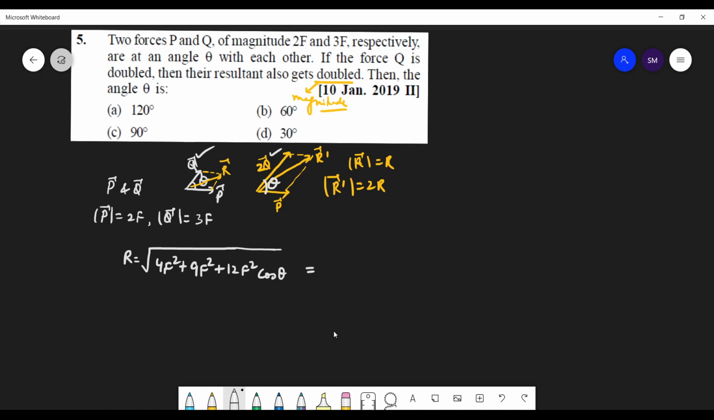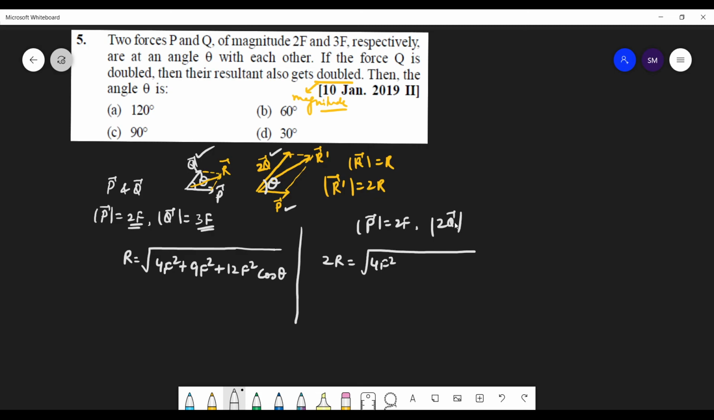In the second case, the magnitude is 2R. Angle is the same, theta. But what about the change in magnitudes? Magnitude of P remains the same, that is 2F. So here I have 4F square. But the magnitude of Q is 2Q. So this is 3F, so it has become 6F, right? So magnitude of P here is 2F, and this time this is 2Q.